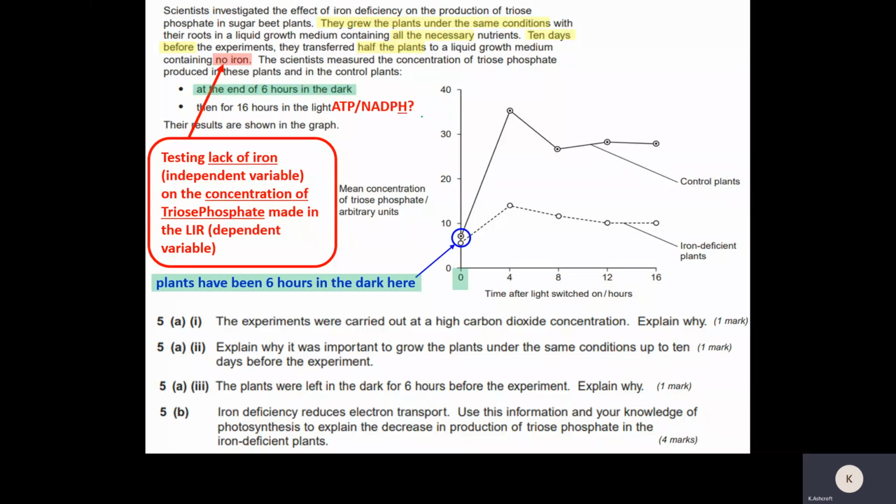So here we can see that at time point 0, when they switch the light on after the 6 hours in the dark, the mean concentration of triose phosphate is very similar for the control plants with iron compared to the experimental plants with an iron deficiency. So it's not 0. The mean concentration of triose phosphate is not 0. So the ATP and the NADPH have not been completely depleted by the 6 hours in the dark, but it's actually allowed quite a low level of triose phosphate to be produced. And the key point is it's very similar for both groups of plants to start with at time point 0.